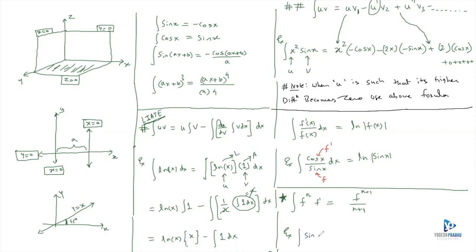Supposing I give you the integral of sine x to the 9, times cos x dx. What is the answer going to be? It's sine x to the 10, over 10. This is f, this is n plus 1, and this is f prime. So it's sine x to the 10 over 10. Correct? Let's begin with the first question.